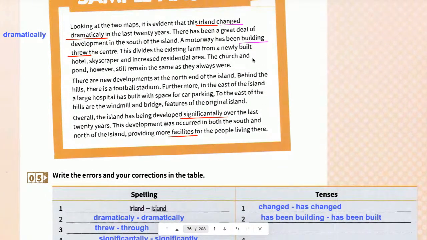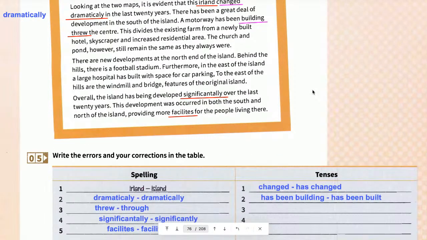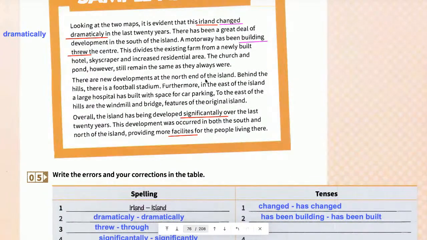Yeah, they are correct in terms of tense. That means that they use the present perfect tense, but they're wrong in terms of the passive form. Yeah, a motorway has been built through the center. Next one. What else? Line number three. Line number three. What else, guys?